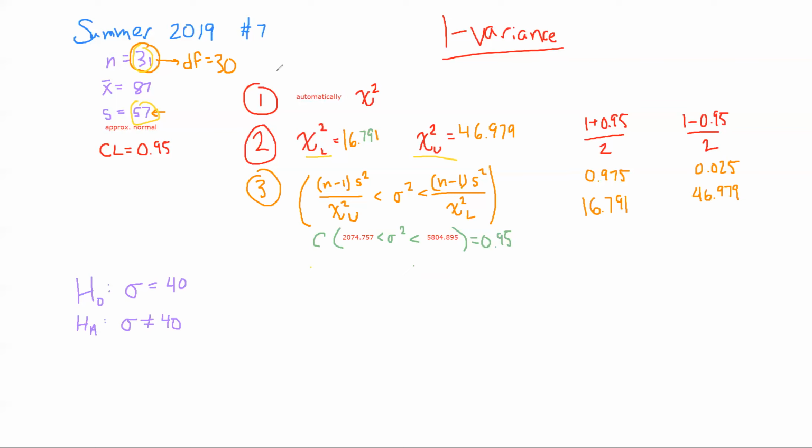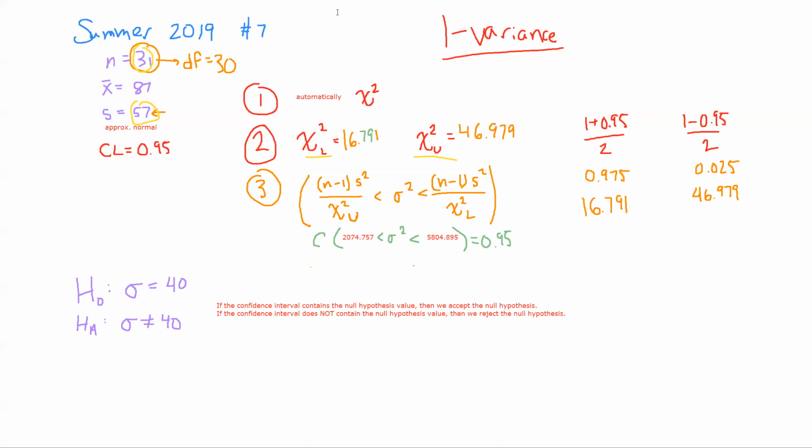And what are the rules for this? The rules are, if the confidence interval contains the null hypothesis value, then we accept the null hypothesis. All the way around, if the confidence interval does not contain the null hypothesis value, then we reject the null hypothesis.